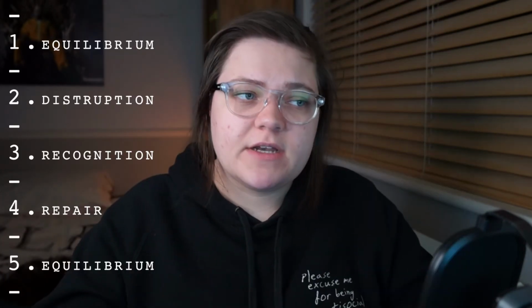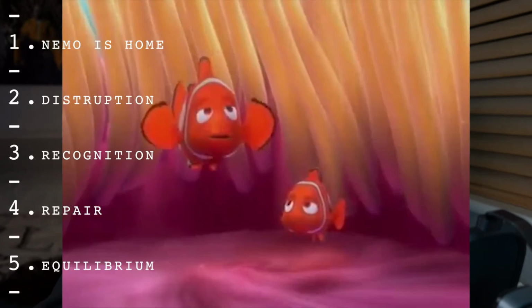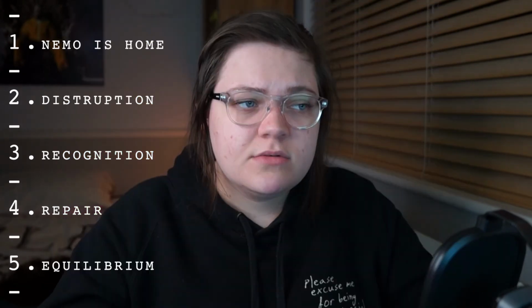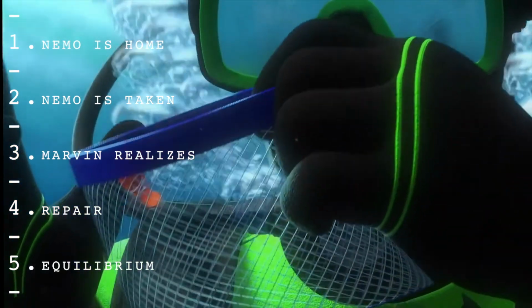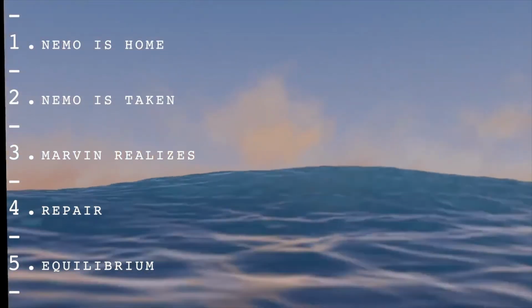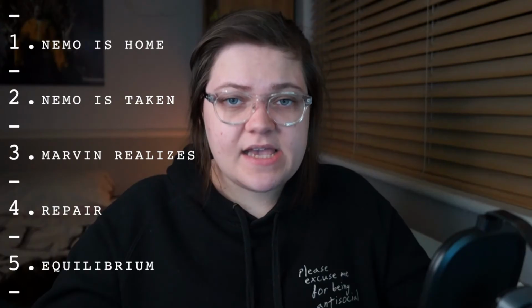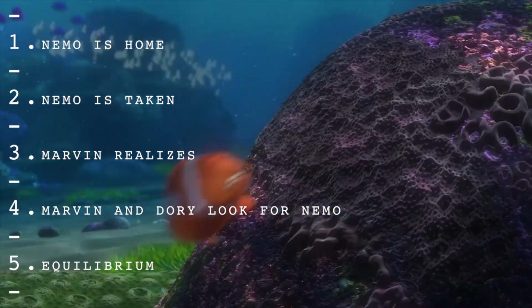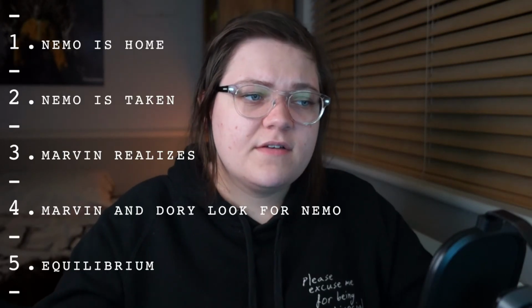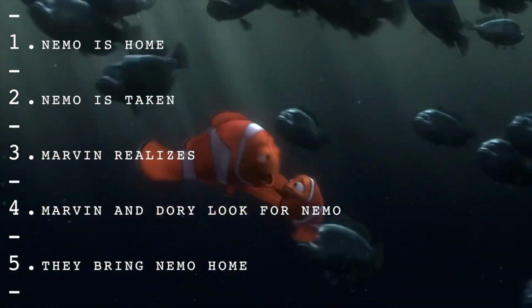So another example would be Finding Nemo. Stage 1, Nemo lives happily with his dad. Stage 2, Nemo is captured after being dared to touch the boat. Stage 3, Nemo's dad, Marvin, realises his son is gone. He's been taken. Stage 4, Marvin meets Dory and they look for Nemo. This is most of the film, most of Act 2. And stage 5, they find Nemo and live happily ever after again.